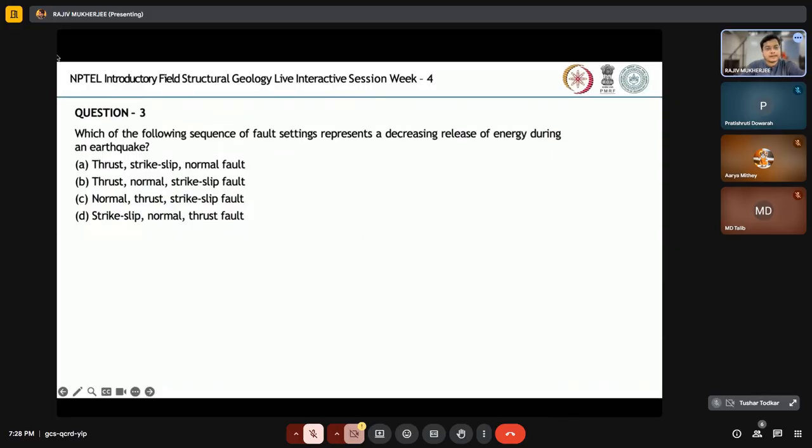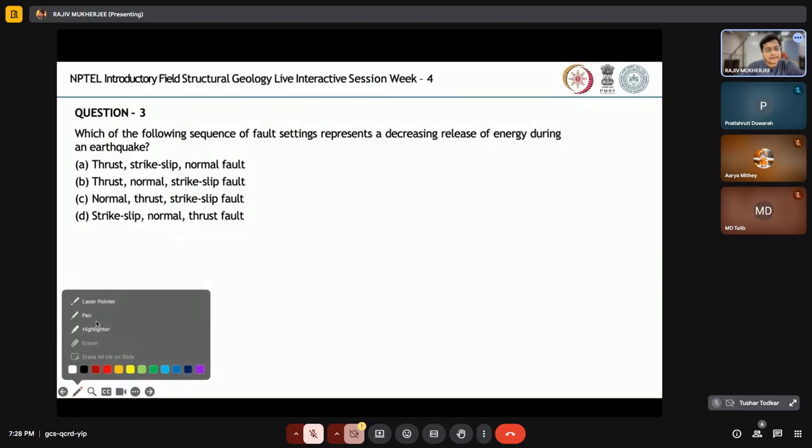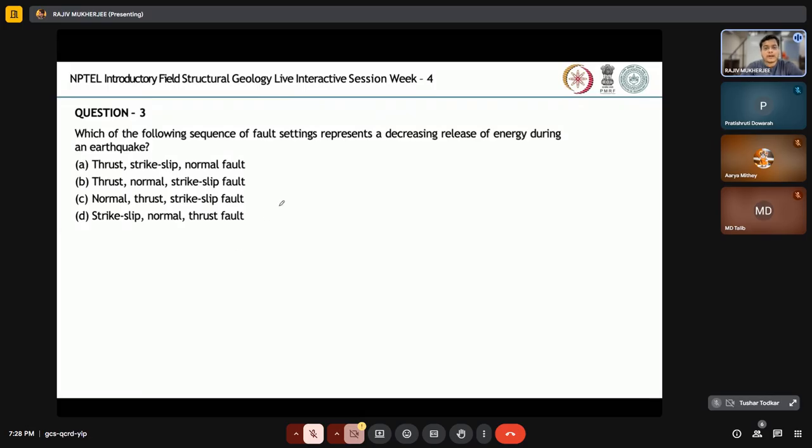Okay, coming up to the next question, which says, which of the following sequences of fault settings represents decreasing release of energy during an earthquake? Option A, thrust, strike slip, and normal fault. Option B, thrust, normal and strike slip fault. Option C, normal, thrust, and strike slip fault. And option D is strike slip fault, normal fault, and then thrust fault.